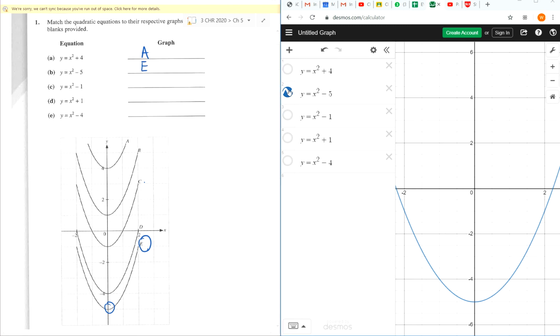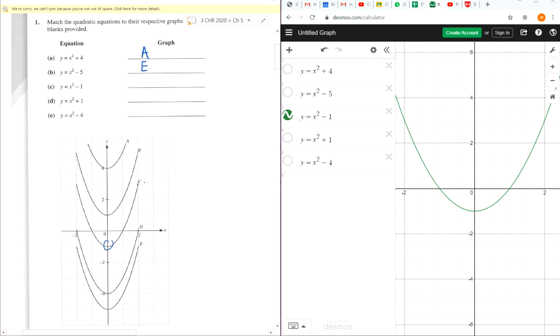Next, for the graph of y equals x squared minus 1, we see that it cuts the y-axis at y equals negative 1. So we search for the corresponding graph. We see that it belongs to graph C. At this point, have you noticed any relationship between the graph, the shape of the graph, and the equation? Okay, so take some time to think about it. You may pause over here.